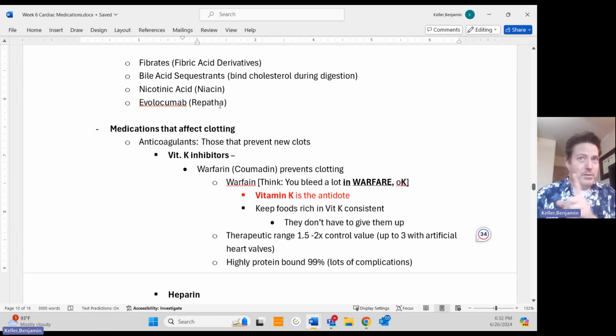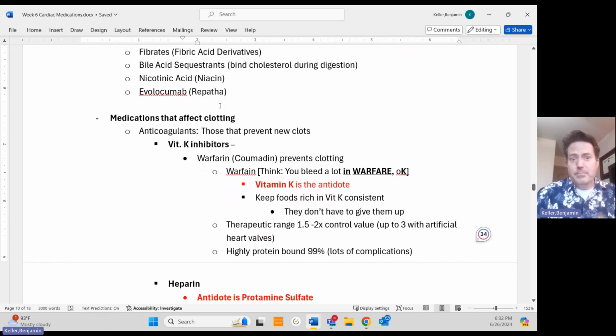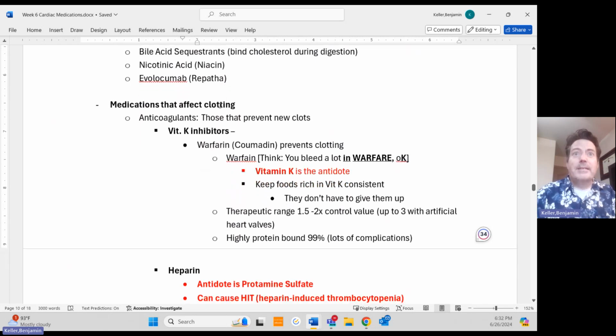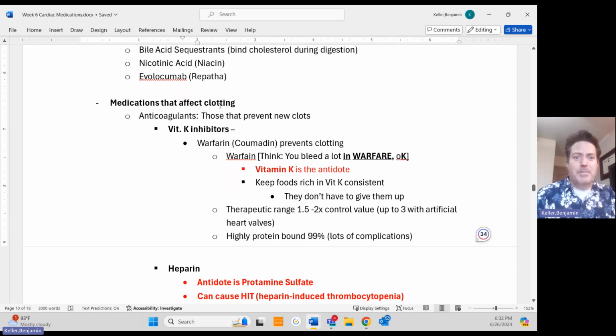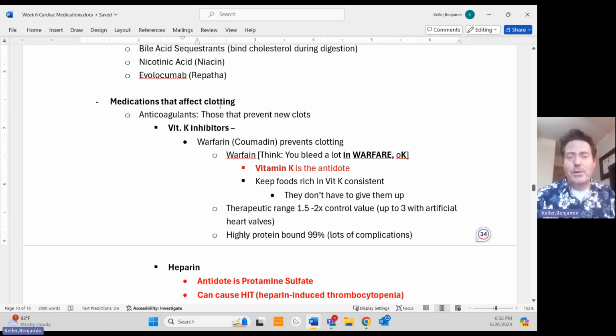Nicotinic acid, I'm pretty sure on that, might be constipation. Maybe it does. I don't know. Nicotinic acid is like niacin. Sometimes people take niacin over the counter.